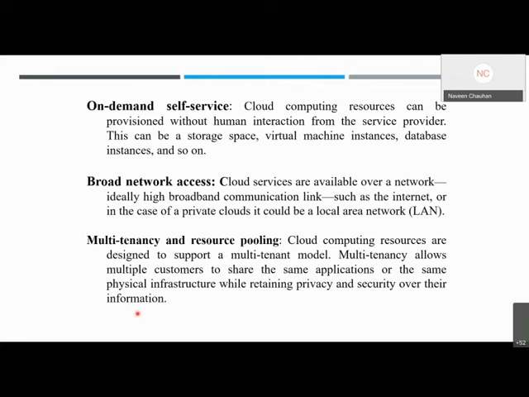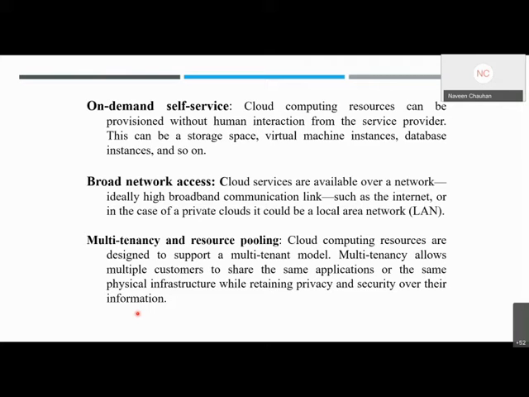Ultimately, we are very much concerned about the privacy and security of our information, because the data which is private to us, which is very personal to me, I do not want to share it with anybody else. So whenever we are talking about multi-tenancy, multiple users are going to share this particular infrastructure or these technologies. So definitely privacy and security would be a concern.